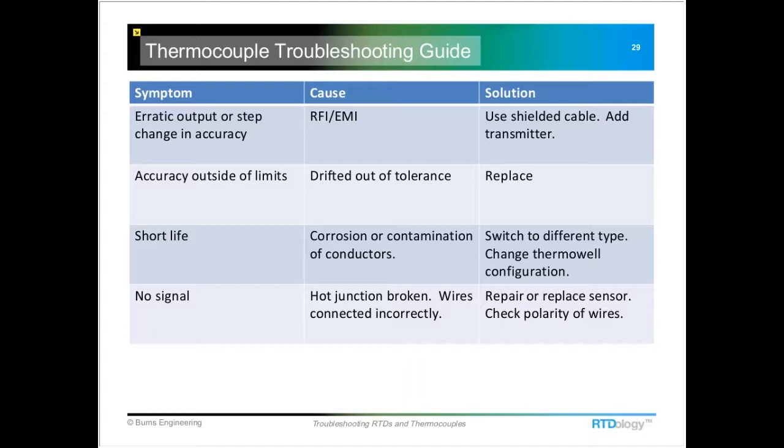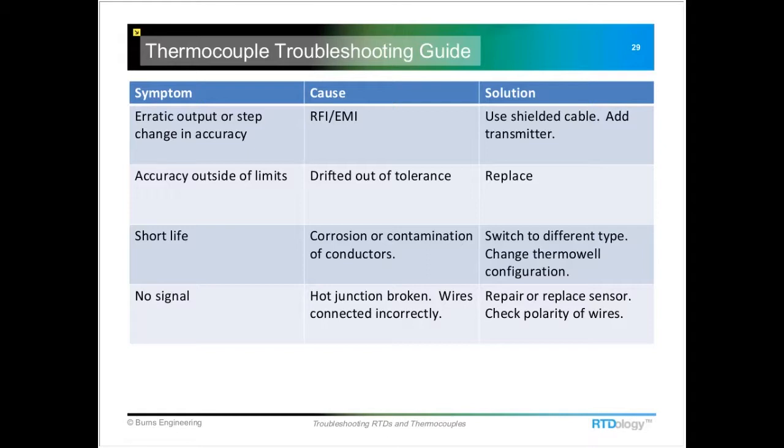Again, erratic output can affect RTDs and thermocouples. Thermocouples are going to be a little more susceptible to this because we have such a low magnitude of signal from them. We're trying to measure a voltage, and it's millivolts, and that can be affected quite easily by either radio frequency or electromagnetic interference. With thermocouples, I always recommend using a shielded cable in pretty much all applications.